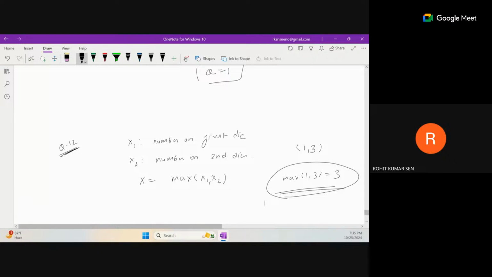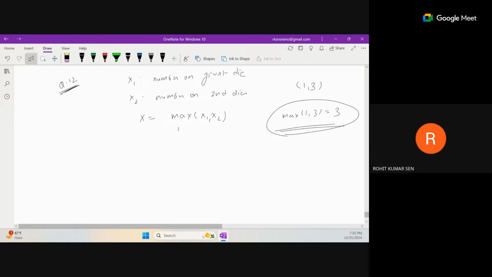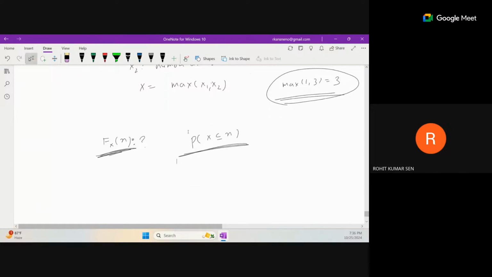Okay, so you need to find, what is the question? You need to find the CDF of X. CDF means what? It is the probability of X lesser than or equal to x. This is our CDF by definition. So it means the probability of max of X1 comma X2 lesser than or equal to some value x.